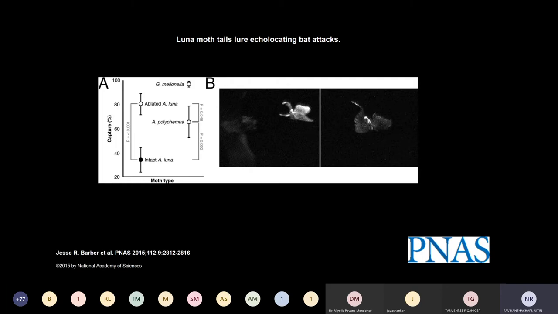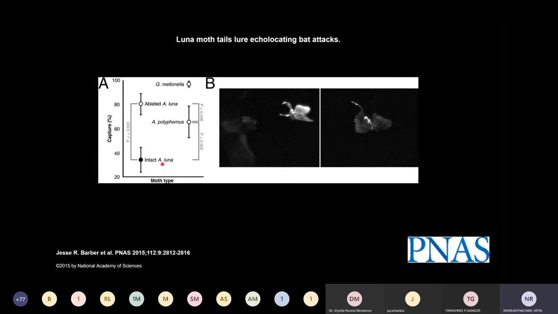So if you see here, the tail is used to jam the echolocating signal that the bat is using and just escape from there. So people did a bunch of experiments. They're still doing a bunch of experiments, looking at the effect of tails on survival. So this is the capture rate. That means what percentage of times the moths were captured.